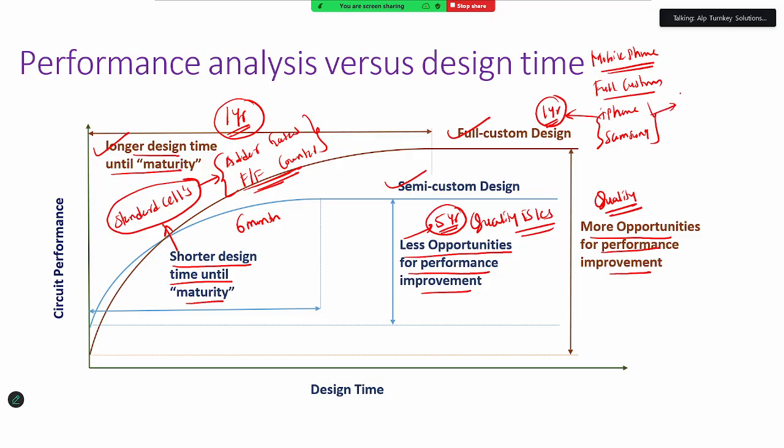iPhone 17 now, I think it's around 1 lakh to 2 lakhs. So the cost is more, which means quality is also good. They have their own ICs and they come up with full custom design, so performance improvement will be there. More opportunities for performance improvements.